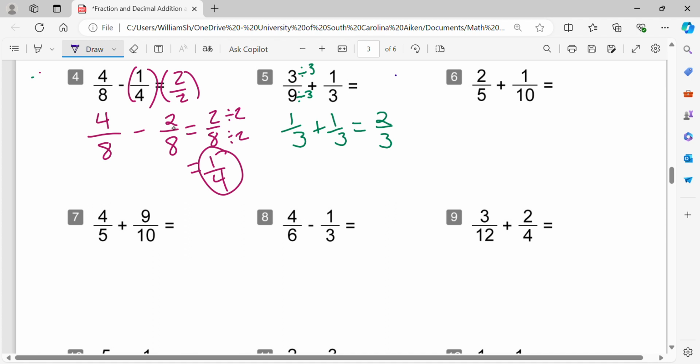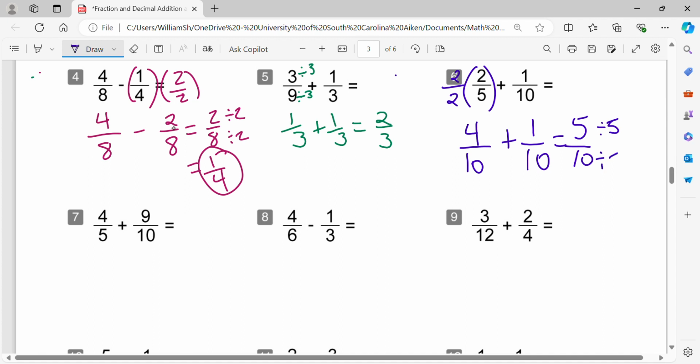Okay, here we have 2/5 plus 1/10. Now, everything's in reduced terms, so we can't do a little quick step here. But it is pretty easy to see that our common denominator here should be a 10, which means I need to multiply this by 2 over 2. So this is going to be 4 over 10 plus 1 over 10. 4 plus 1 is 5. Here I have 5/10, which can easily be reduced because 5 can go into both of them. And 5/10 should reduce to 1/2. Very nice.